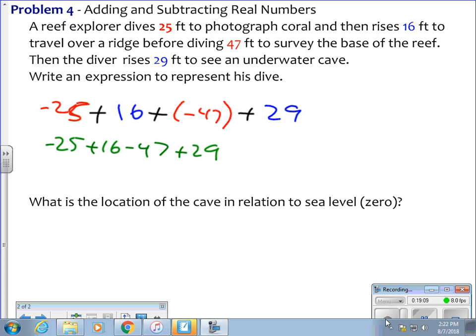Okay, what's the answer? What's his location in the cave relative to sea level? In other words, what do those add up to? -32. Is that right? -32. I got -32. Well, I had that for more than one person. Okay. Good. Questions? Okay, and that's it, right? There's nothing else on the paper? Awesome.